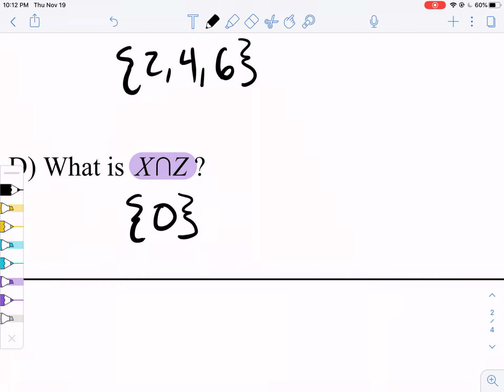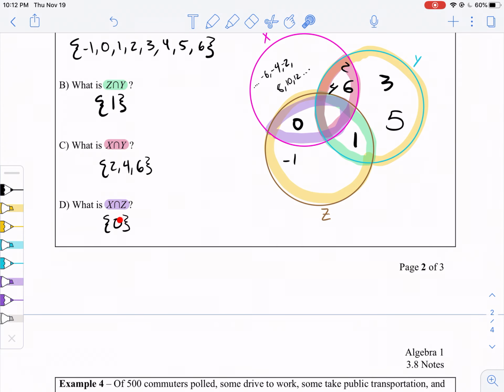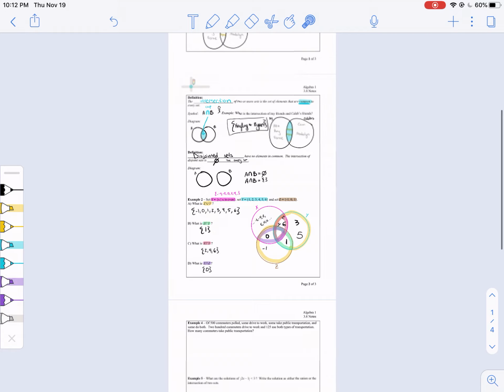Notice that this is not the empty set. This is the set containing 0. So there's one thing in this set. Think of a set like a basket, right? In my basket is the number 0. Ta-da! Not that there's nothing in here, but the number 0 is in there.